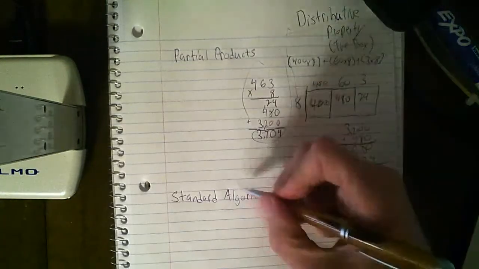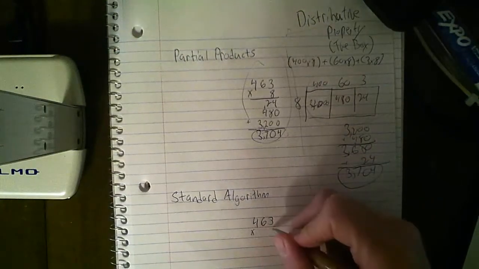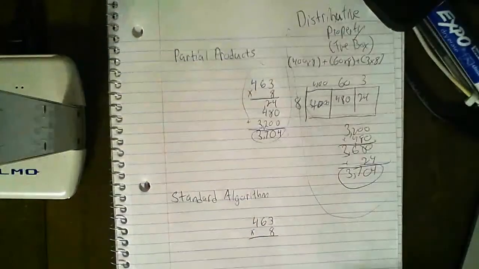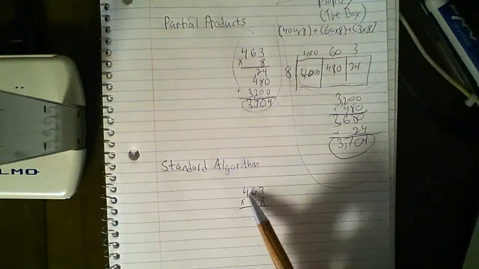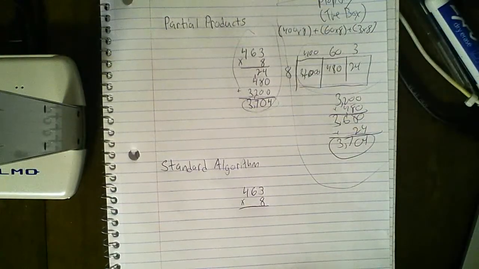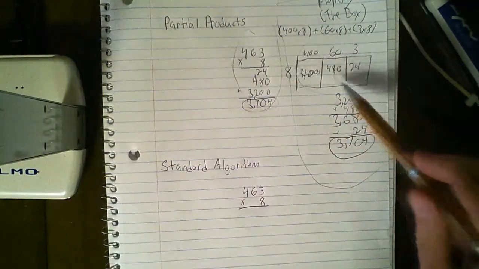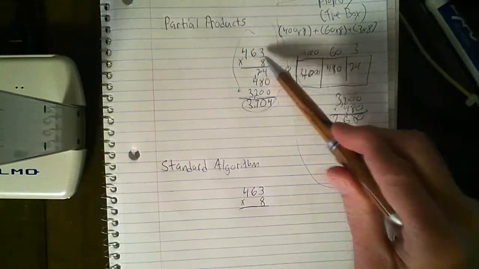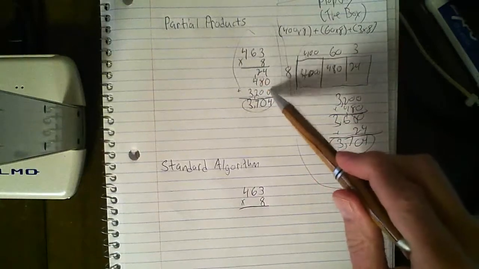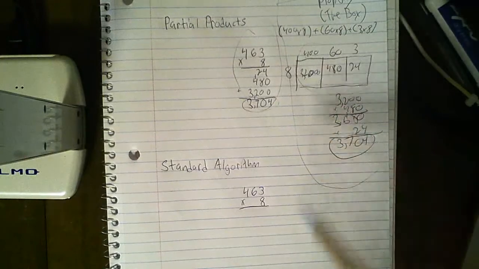Standard algorithm. So again, we're multiplying 463 times 8. Now this time, just like in both the other strategies, we're multiplying 463 one part at a time. But we're going to do something different here. On both of these, we're showing all the different products, right? 3 times 8, 60 times 8, 400 times 8. Same thing here. 3 times 8, 60 times 8, 400 times 8. Here's a little bit different.